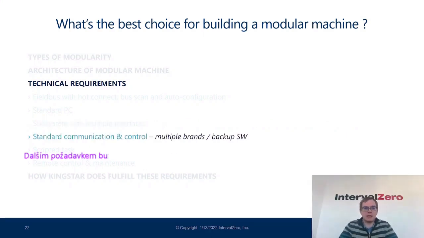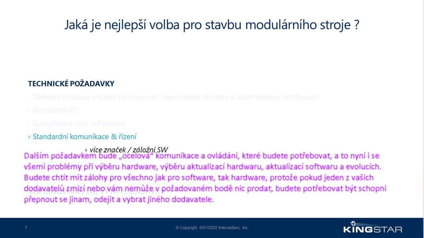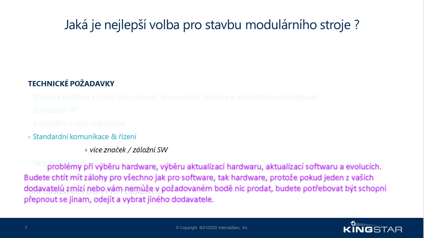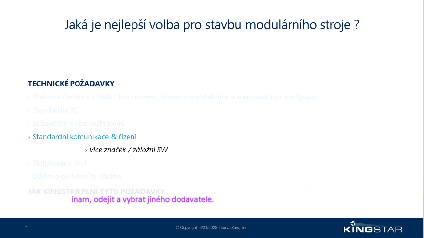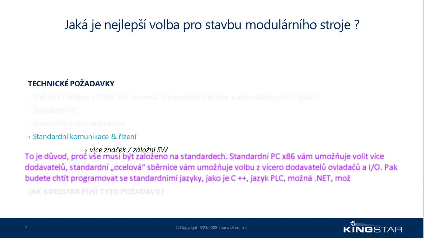The next step is going to be standard communication and control. You will want, even now with all the hardware issues, finding hardware, selecting hardware, updates, software updates and evolutions, you will want to have backups for everything, both software and hardware, because if one of your vendors disappears or cannot sell you at this point, you will want to be able to switch. This is why everything has to be based on standard.